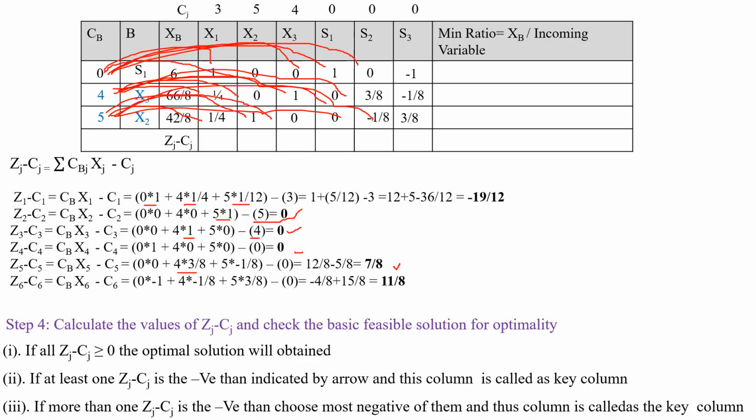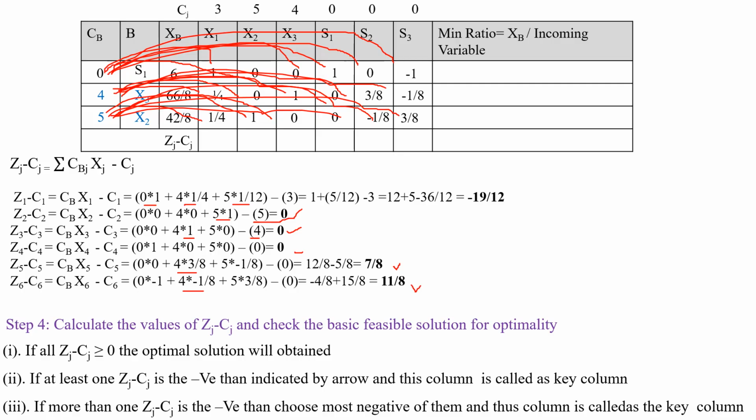So next one is Z6 minus C6 for the S3 variable. It is 0 into minus 1 plus 4 into minus 1 by 8 plus 5 into 3 by 8. So this value is 4 into minus 1 by 8, minus 4 by 8, plus 5 into 3 by 8, so plus 15 by 8. So LCM is 8, then minus 4 plus 15, it is 11 by 8.